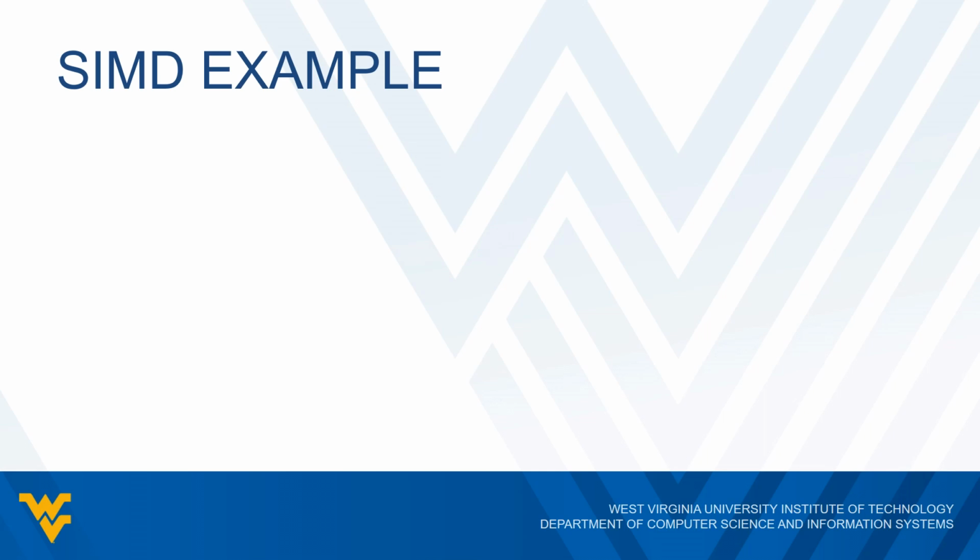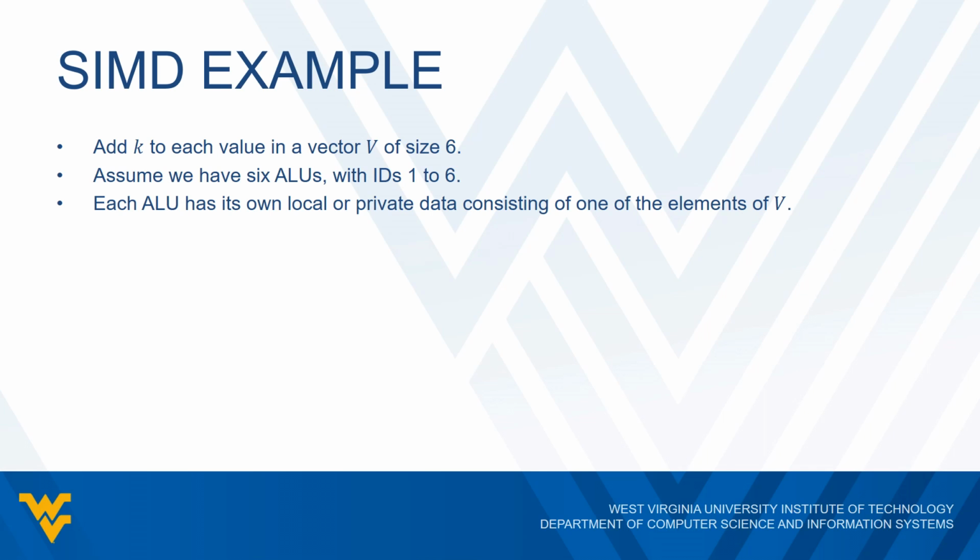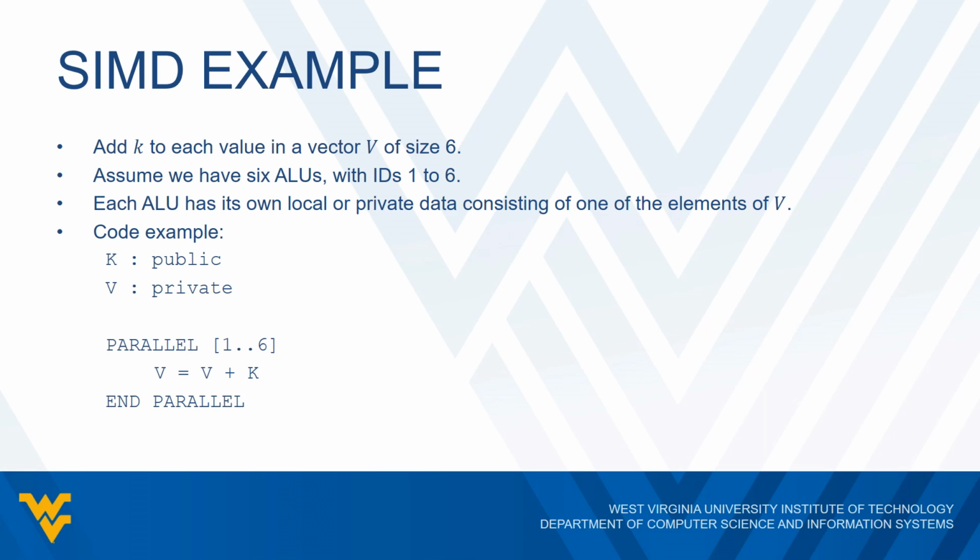Let's give a very simple example of doing something with SIMD parallel processing. We talked before about an example where we add a value to each item in a vector. Here we're going to add k to each value in a vector, which we denote as v, of size 6. So our vector has 6 values, and we're going to add k to each of those. We're going to assume that we have 6 ALUs, with IDs 1 through 6, and each ALU has its own local or private data that consists of one of the elements in v. This is what our code would look like.